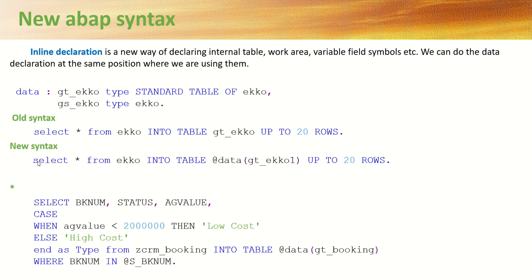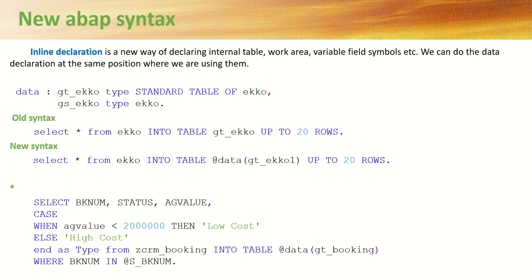But with the new ABAP syntax, without declaring any internal table, we can declare them at runtime at the same position. Like here, SELECT * FROM EKKO INTO TABLE, here we have to add a @ sign, add @DATA in brackets with the internal table name. Like this, we can declare them at the same position. This is for select all.